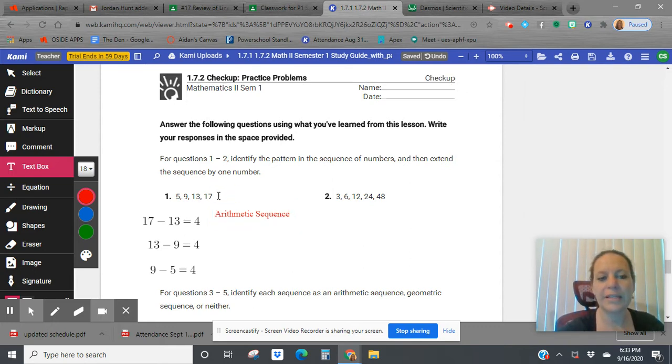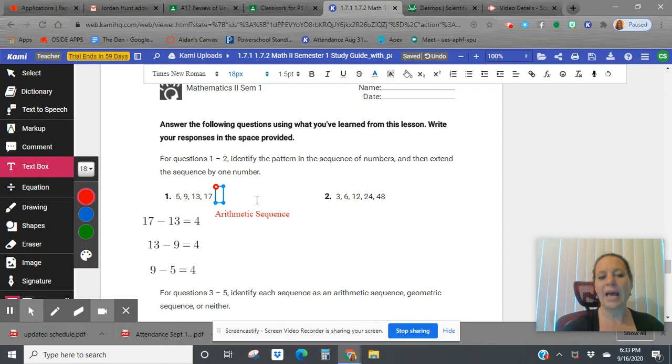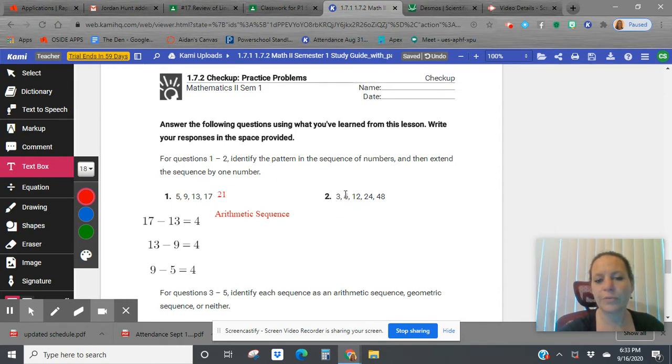And then they wanted us to extend it by one number. So to add 4 to 17, my next number would be 21. The next one goes from 3 to 6, 6 to 12, 12 to 24, 24 to 48.